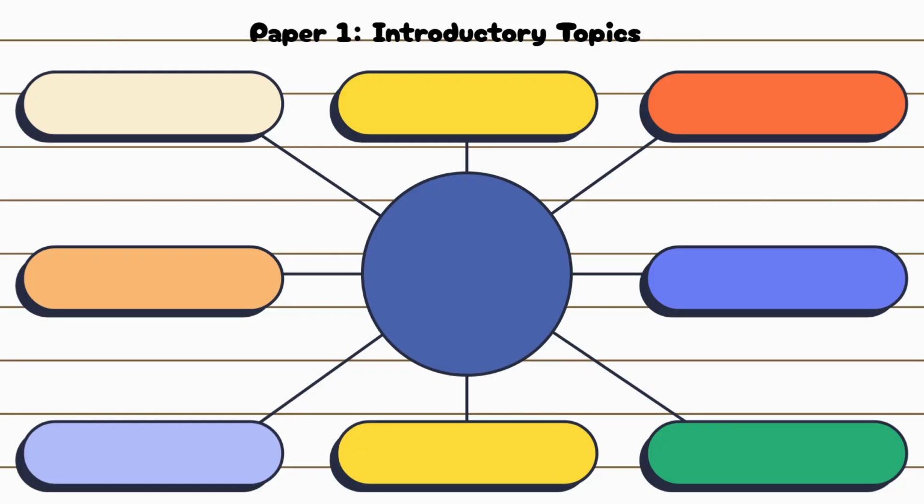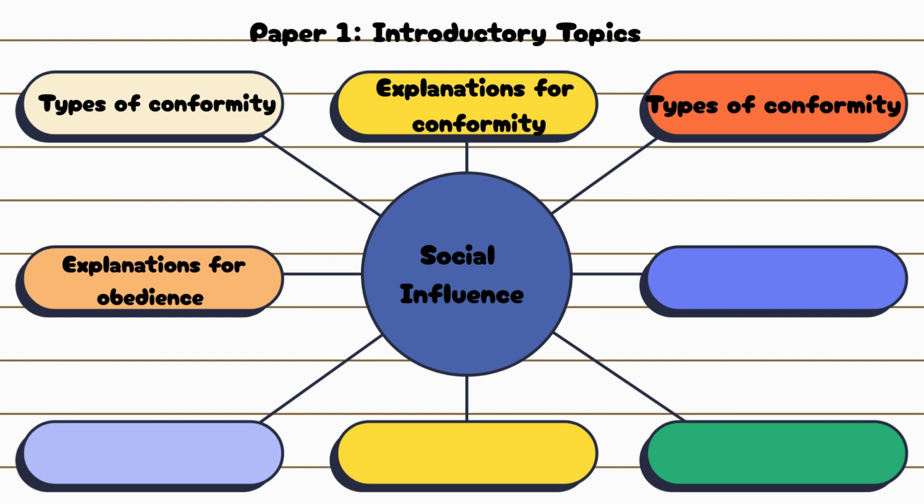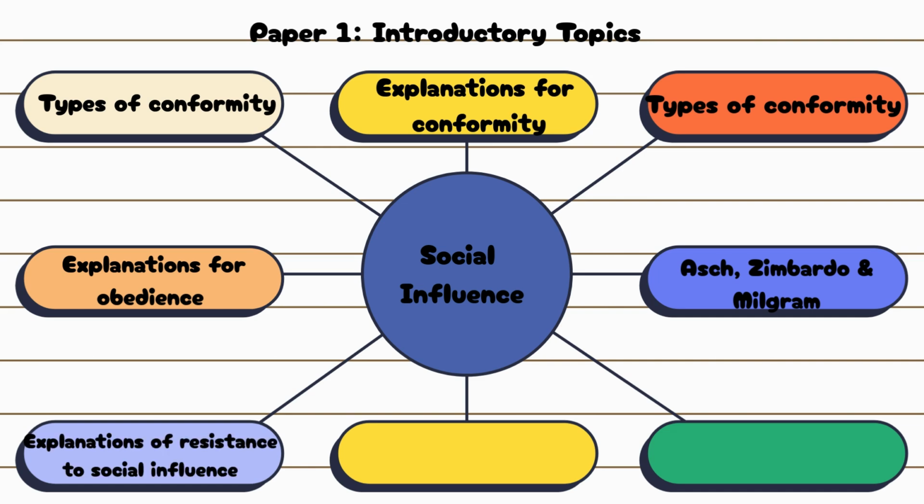Okay, so the first topic you need to know for paper 1 is social influence. Here you need to know types of conformity: internalization, identification, and compliance; explanations for conformity: informational social influence and normative social influence; and variables affecting conformity, including group size, unanimity, and task difficulty, as investigated by Asch; and conformity to social roles as investigated by Zimbardo; explanations for obedience: agentic state and legitimacy of authority; and situational variables affecting obedience, including proximity and location, as investigated by Milgram, and uniform.